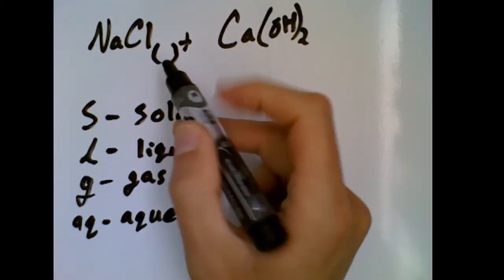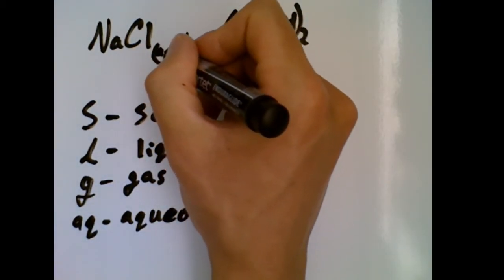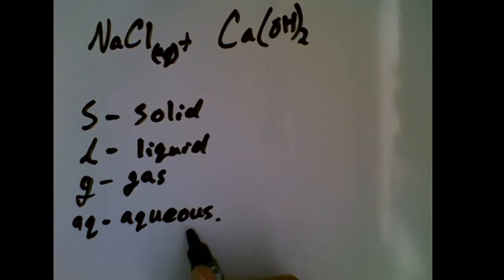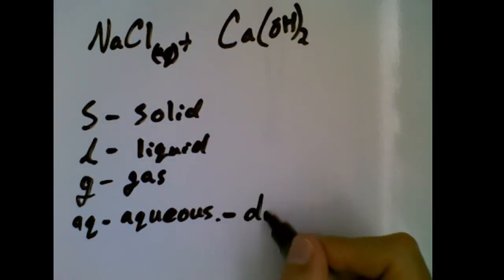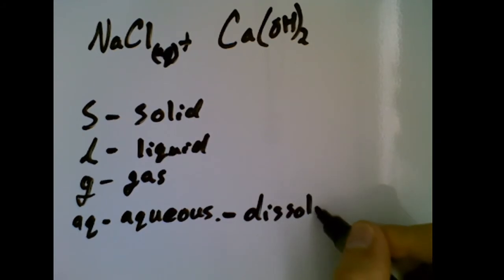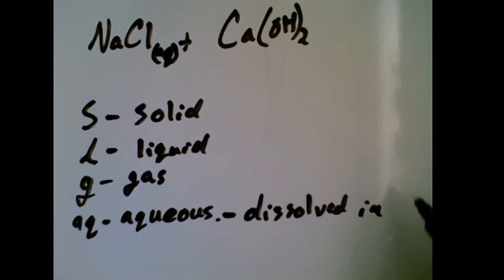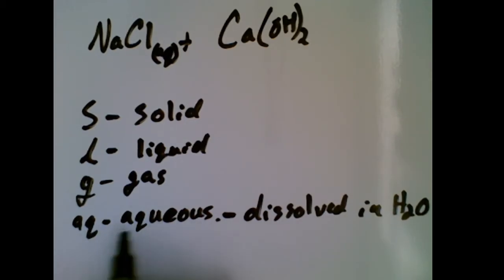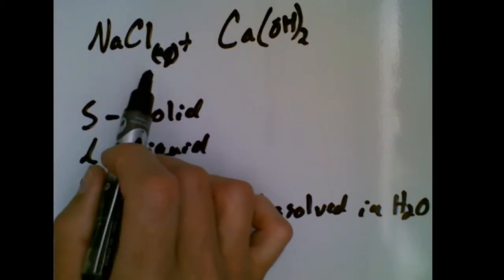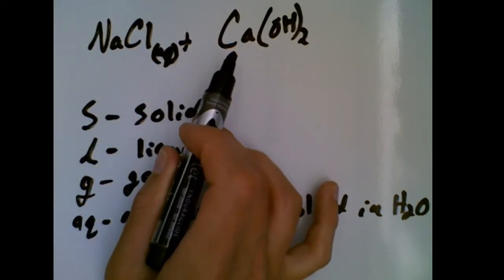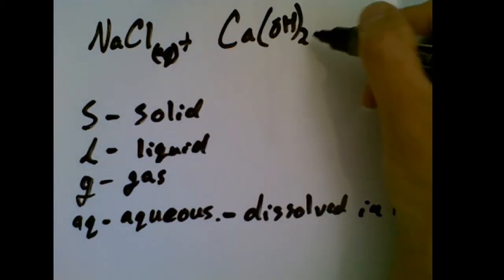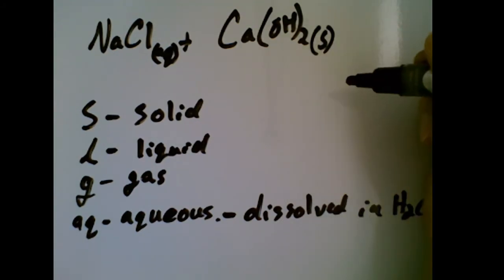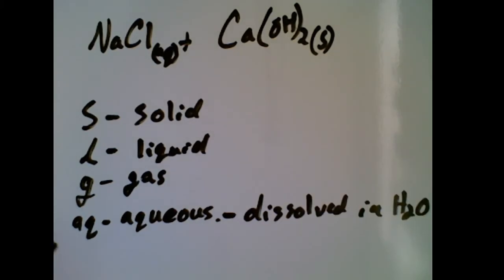So if I were to say have this as AQ, that means aqueous, which is another way of saying dissolved in water. Aqueous means of water. So when we say aqueous, we're actually talking about something being dissolved. Let's just pretend for a second that this was a solid. Then you would write an S in the little subscript next to that compound.